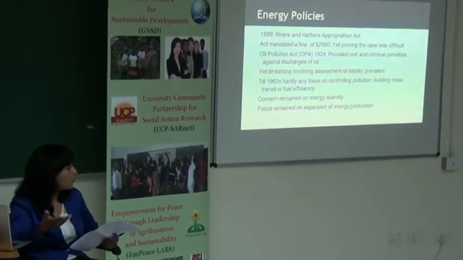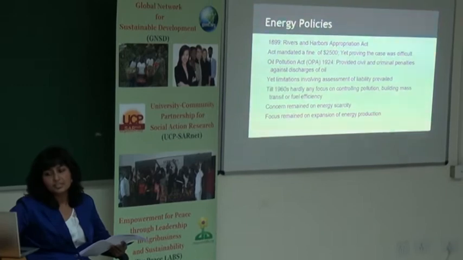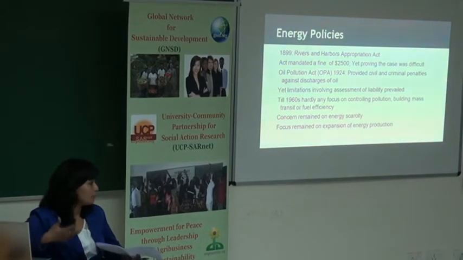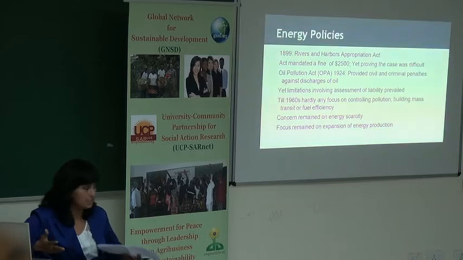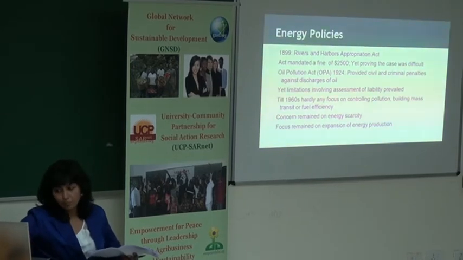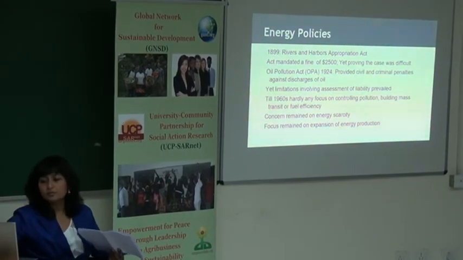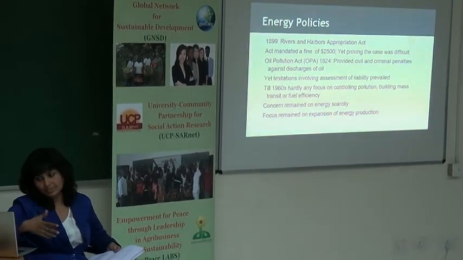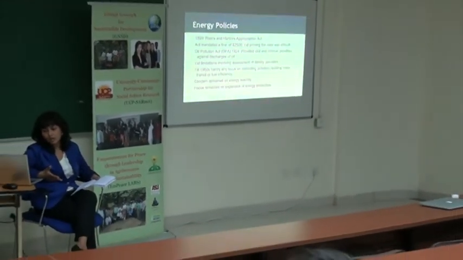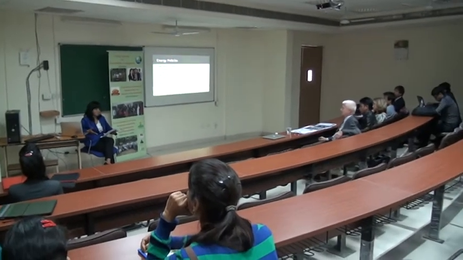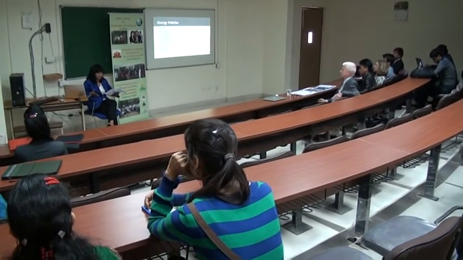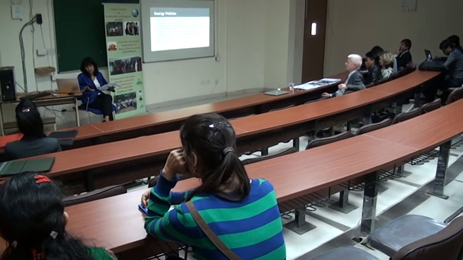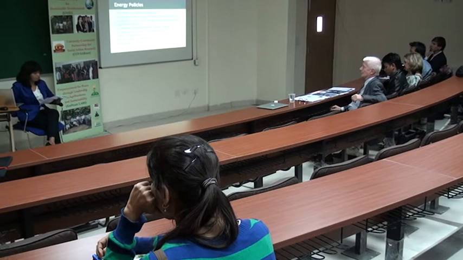However, a few legislations were put in place, and the 1899 Rivers and Harbors Appropriation Act was one of the initial ones. The act mandated a fine, but proving the case for the government was difficult, as it was hard to identify the guilty party. Then the Oil Pollution Act of 1924 was passed. Again, it was an improvement, providing civil and criminal penalties against discharges of oil, yet limitations involving liability prevailed. Then again, till the 1960s, hardly any focus was there on controlling pollution, building mass transit, or fuel efficiency. Concern remained focused largely on national security, and again because of national security, on the expansion of energy production.